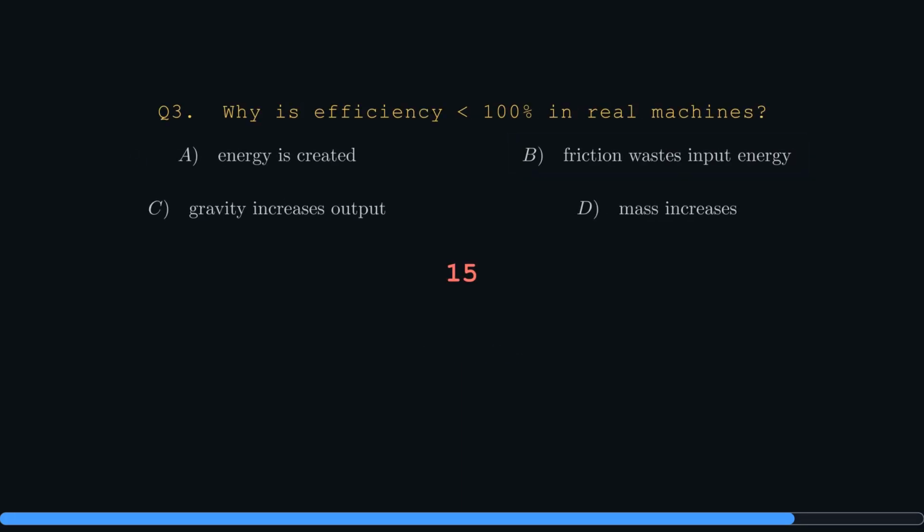Question 3. Why is efficiency always less than 100% in real machines? The answer is B. Friction and other losses waste some of the input energy.